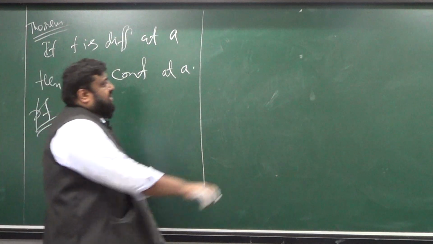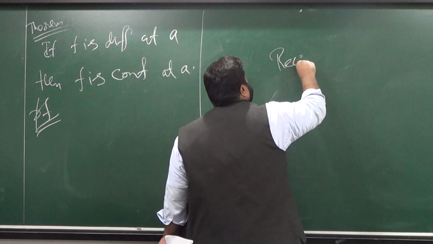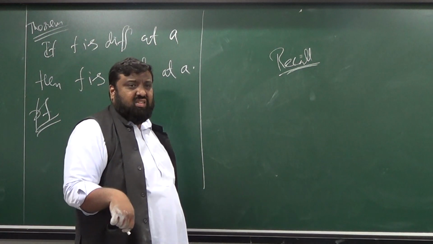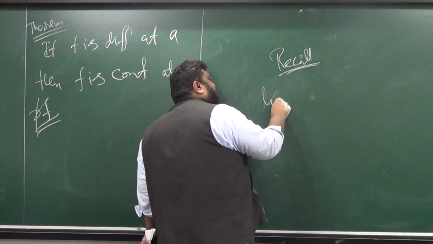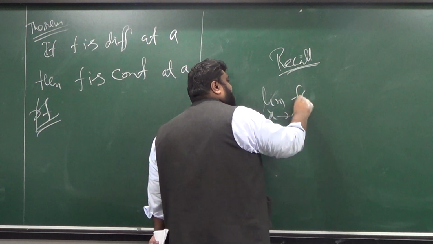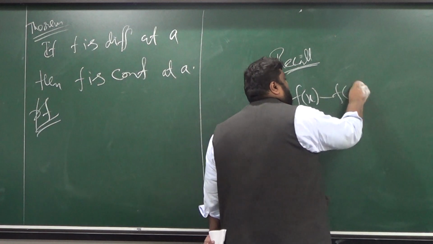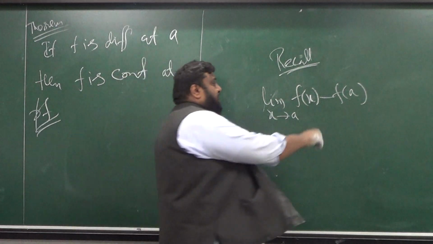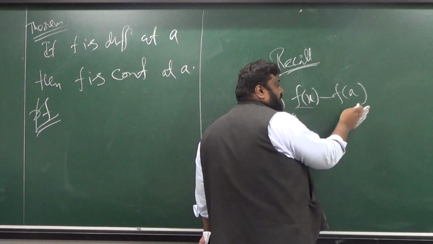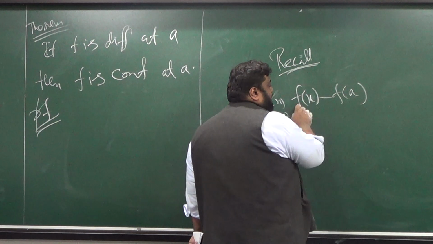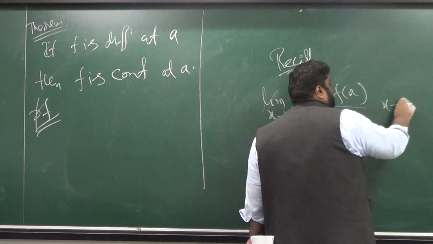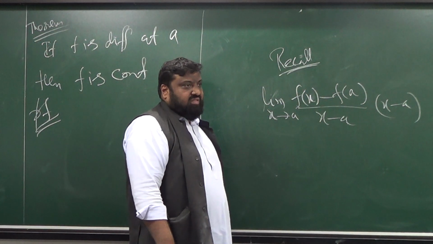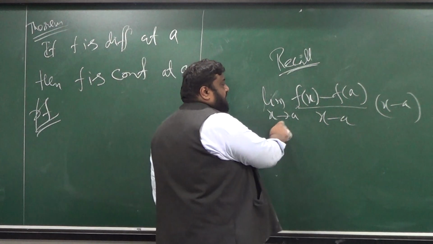Do you remember the proof in one dimension? I want to prove that the limit as x goes to a of f of x minus f of a must be 0. That's what I would like to prove. So what did we do? I know this is differentiable. So divide by x minus a and multiply by x minus a, and then take the limit separately.